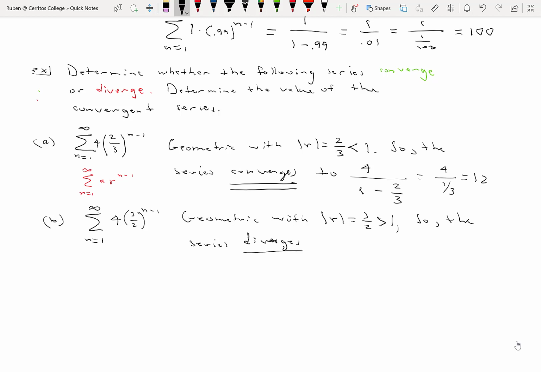Once we determine we have a divergent series, there's nothing else to do with it. The series does not converge. The sum does not approach a finite number.